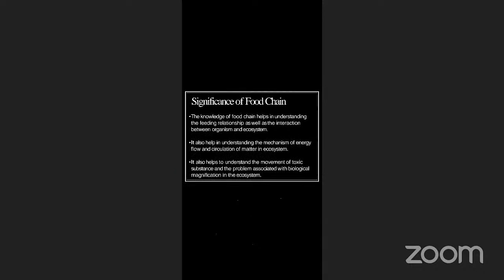So what is the significance of the food chain? Why do we need to understand the food chain? It will give the understanding of feeding relationships as well as the interaction between organisms and the ecosystem. Feeding relationship is nothing but how one organism is feeding on another organism, and how these organisms are interacting with the ecosystem. So what is an ecosystem? All this we have discussed: biotic and abiotic factors, and how the organisms are interacting with the abiotic factors. That is what we can understand by learning the food chain.